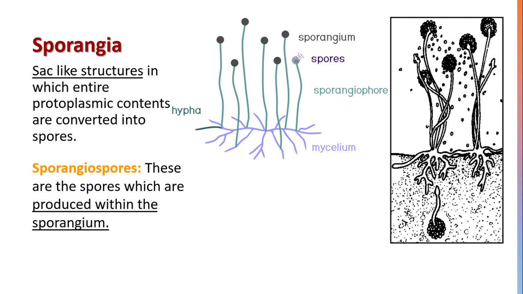Sporangia, these are the fruiting bodies. These are sac-like structures in which the entire protoplasmic content is converted into spores through the process of cleavage. Sporangia contain several sporangiospores, which are the spores produced within the sporangium. So here you can see these sporangia and spores being produced inside the sporangia, and this is also the cartoon diagram of these sporangia.